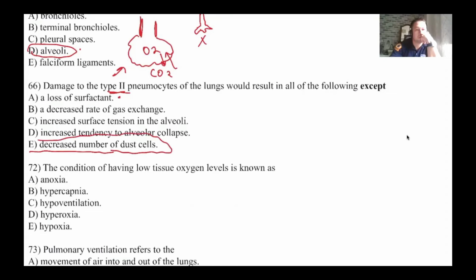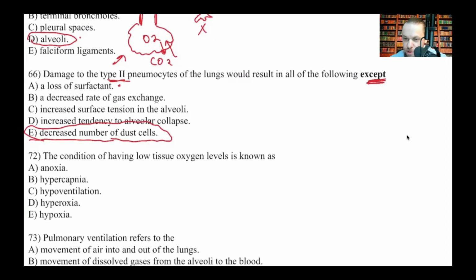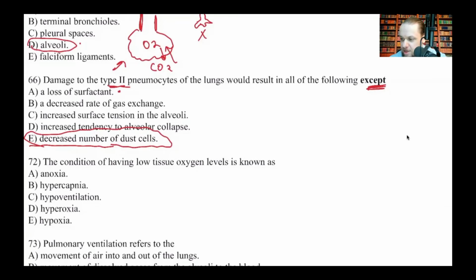So remember, in these questions, when they give you an except or not, be on the lookout. Those are the specific markers on the question. Except or not, or which of these is not, or which except this. So always be on the lookout. So the type 2 pneumocytes, what they do not do, except, is the decreased number of dust cells. So that's the exception for 66.